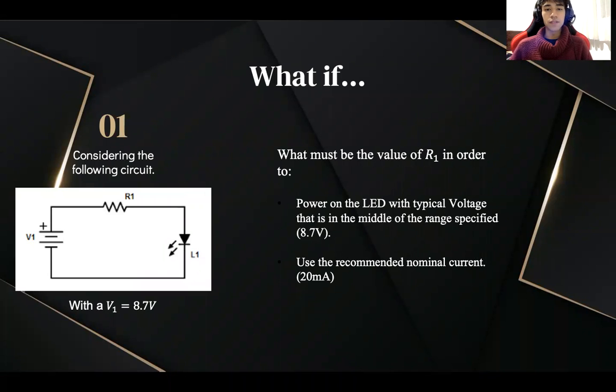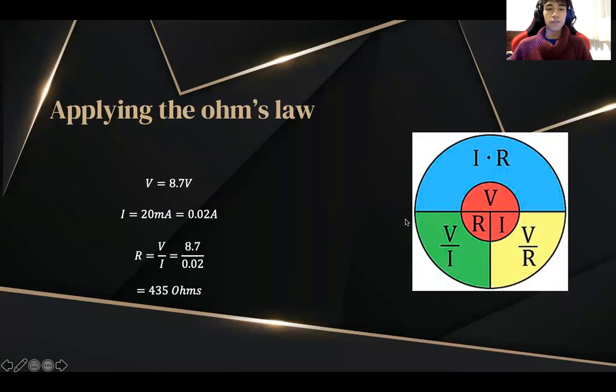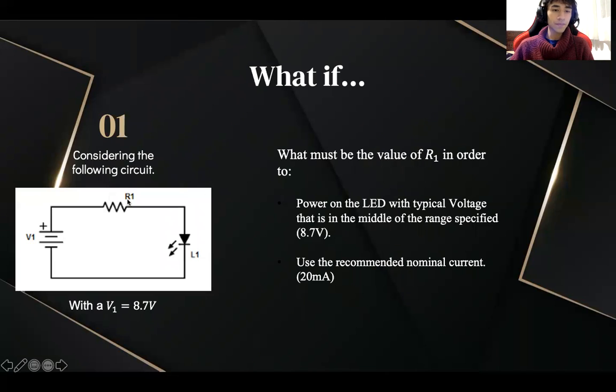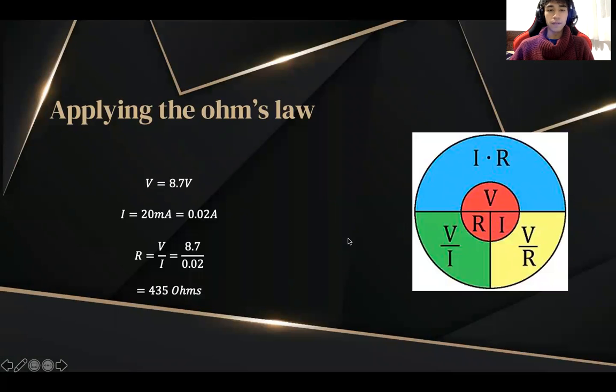So for the first question, we have: what must be the value of R1 in order to power the LED with a voltage of 8.7 volts and use the recommended nominal current of 20 milliamperes? To solve this question, we have to use Ohm's law. We know the voltage and the current, and we apply the formula for the resistance, that is voltage over current. And we have finally 434 ohms for the resistance.